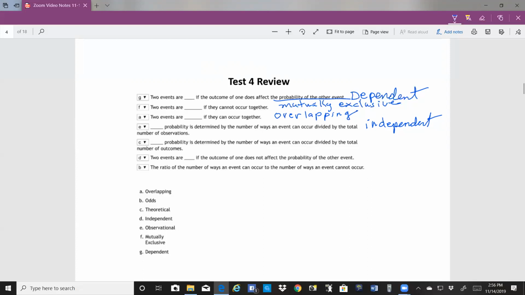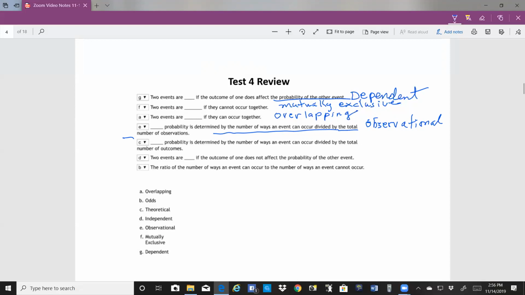This fourth one is observational. Observational probability is determined by the number of ways an event can occur divided by the total number of observations. In this particular case, you're probably doing an experiment or taking a poll trying to figure out the percentage of people who believe this or believe that, or how people respond in various ways.